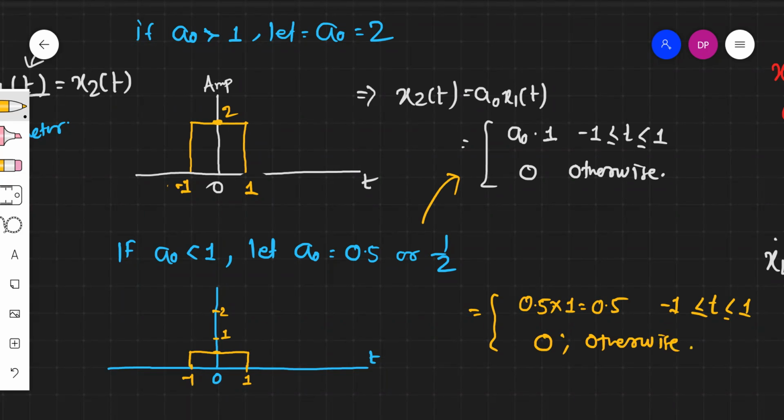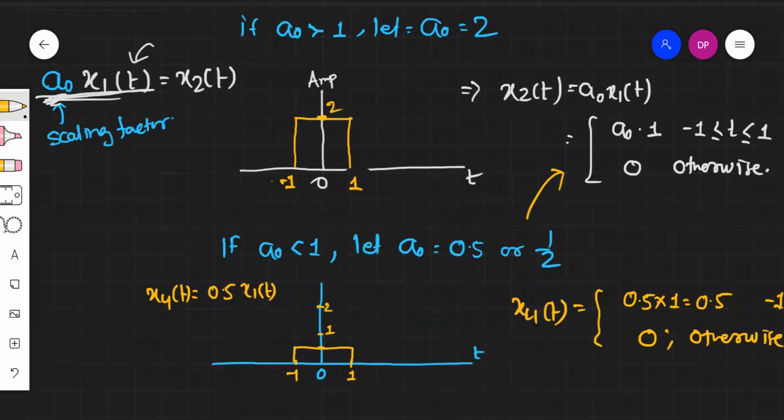So if you take this signal as x4 of t, I write it as 0.5 into x1 of t. This is the mathematical expression of x4 of t. Is it clear? This is called amplitude scaling.